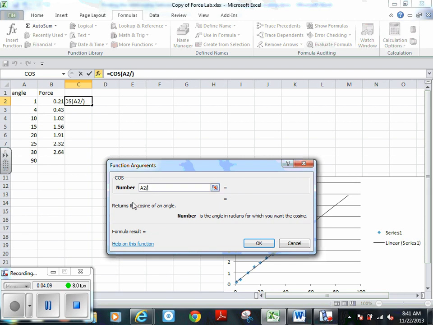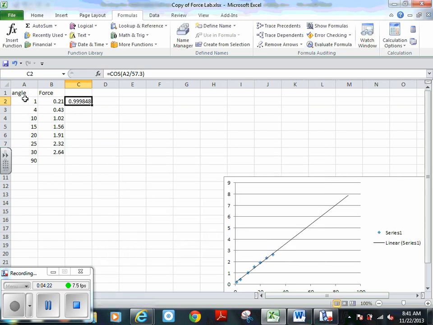And then there's about 57.3 degrees per radian, and that number is on your lab. And then you should be able to get an answer. So you push OK there. Now look at this. Do you believe that the cosine of 1 is going to be almost 1? Because it's almost as long as the hypotenuse, right? So this makes sense. So we know that we have done the calculation correctly.